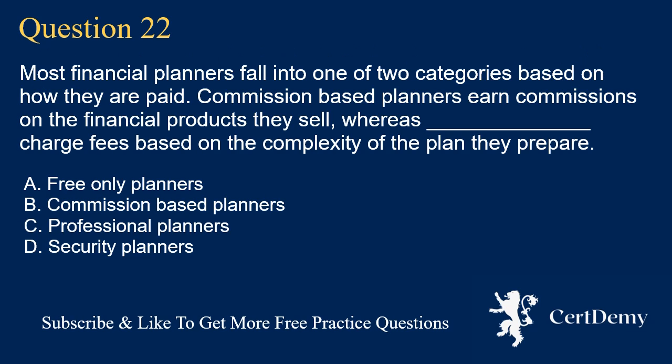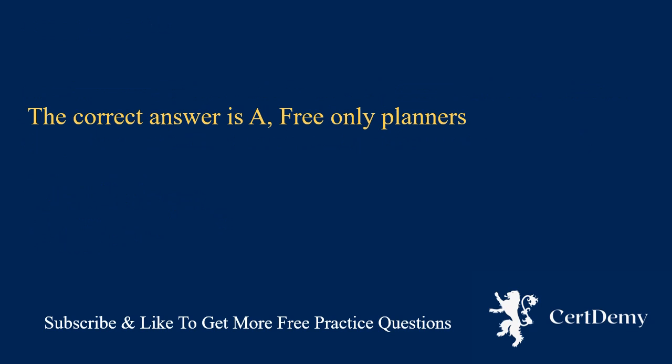Question 22. Most financial planners fall into one of two categories based on how they are paid. Commission-based planners earn commissions on the financial products they sell, whereas blank charge fees based on the complexity of the plan they prepare. A. fee-only planners, B. commission-based planners, C. professional planners, D. security planners. The correct answer is A. Fee-only planners.